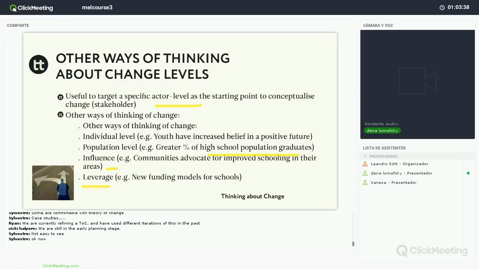And if you use a particular model, then it's quite a nice way to go into a planning process.